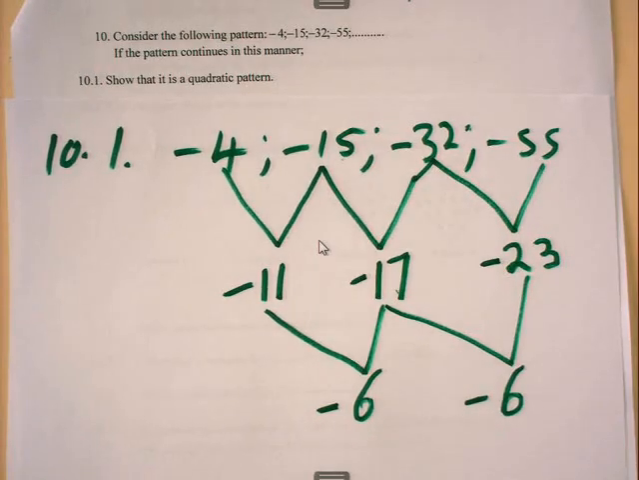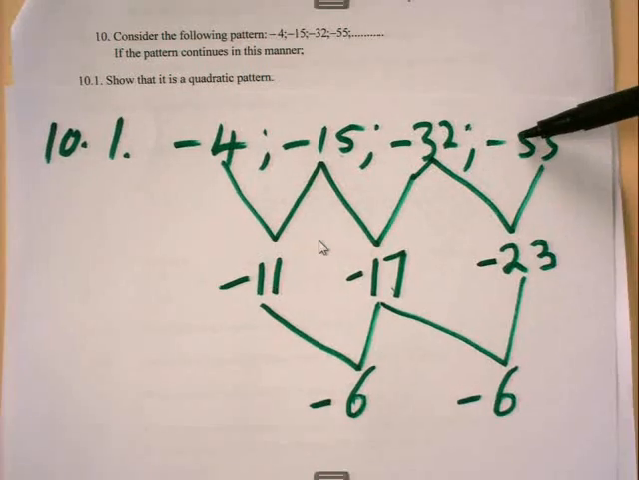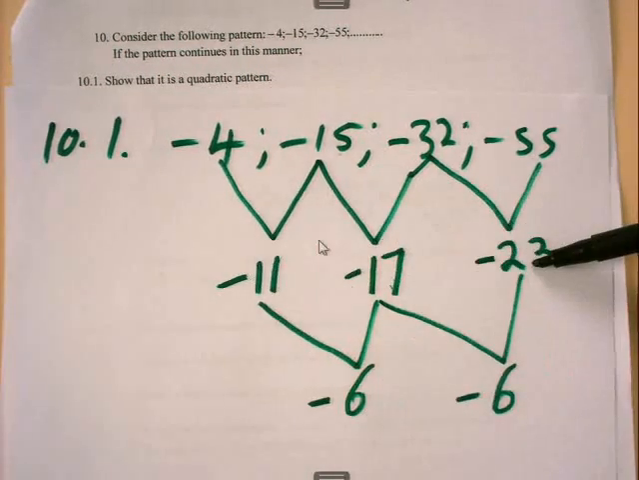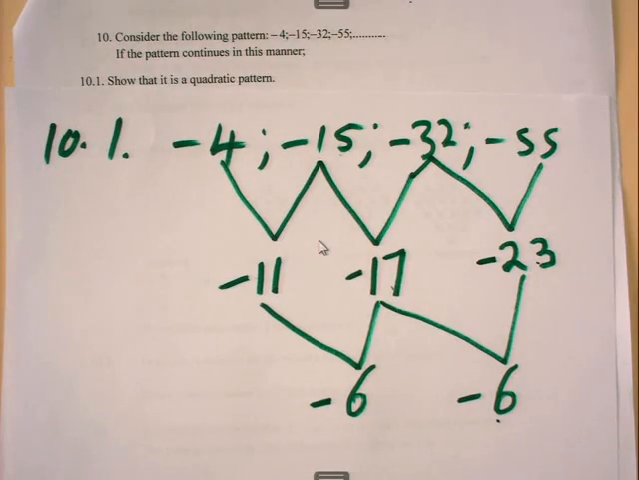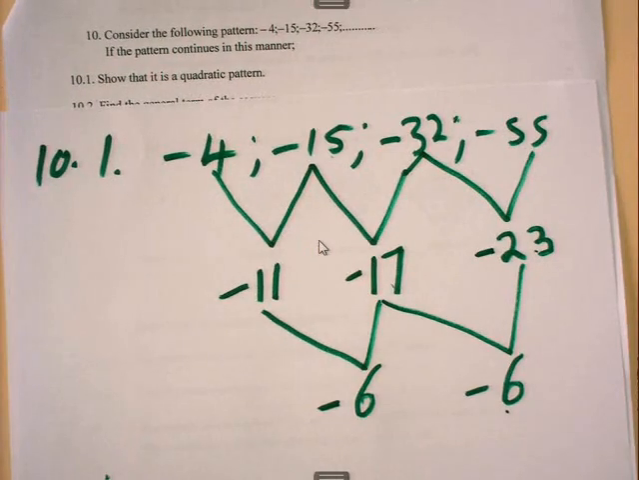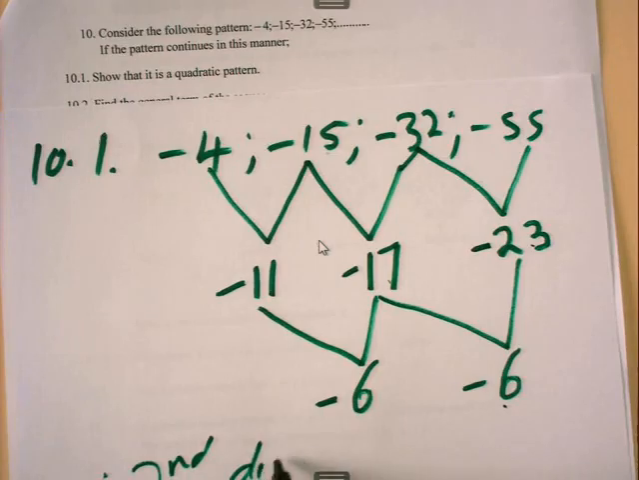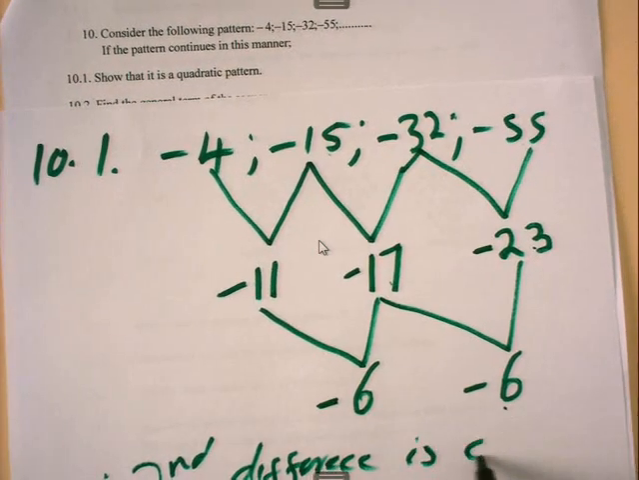This is the sequence of the pattern that was given to us. This is the first difference. Look at the second difference. The second difference is common. So if the second difference is common, conclude by saying this is a quadratic pattern. The question says, show that it is a quadratic pattern. Then you conclude this is a quadratic pattern because the second difference is common.